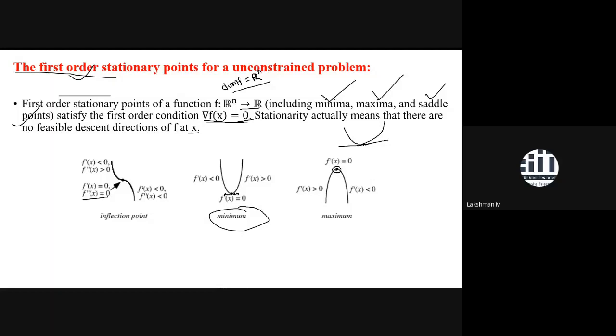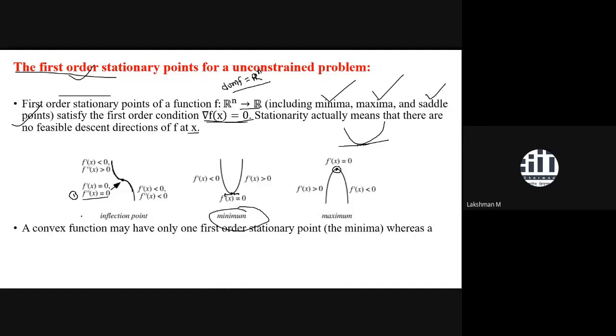Either the second order derivative is zero or the second order derivative is indefinite. That means we can't say whether it is positive or negative. In that kind of situation, we get a point of inflection, or in the two-dimensional case, we get a saddle point situation. So those things will come.